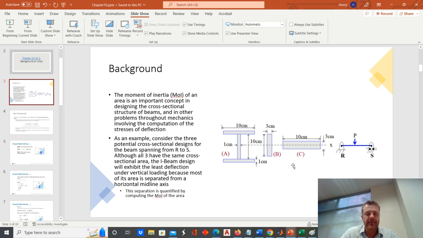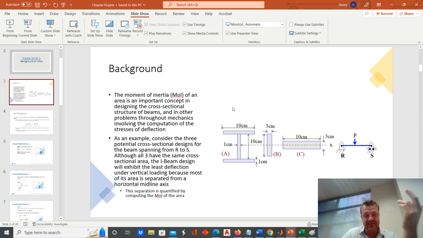Looking at A, B, and C here, they all have the same cross-sectional area, 30 centimeters squared. But if we were to build a beam with all three cross-sections and subject it to an actual load and measure deflection, what we would find is that deflection is minimized for cross-section A, which is called an I-beam cross-section. If we compare the geometries between A, B, and C, we notice that what's unique about A is the majority of the area seems to be spread away from the midline.